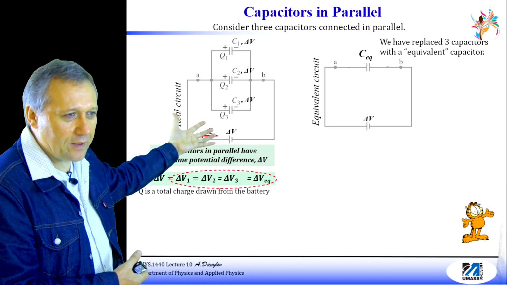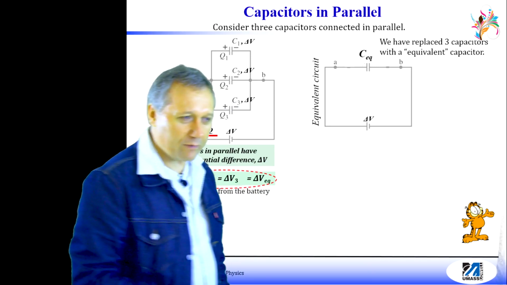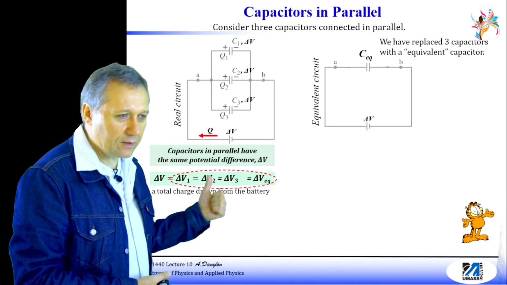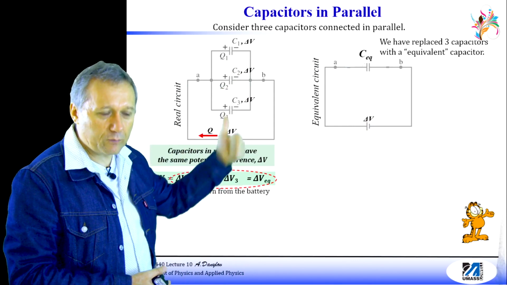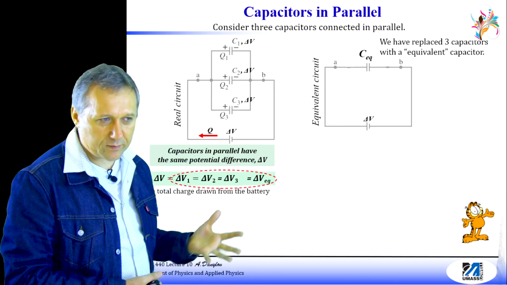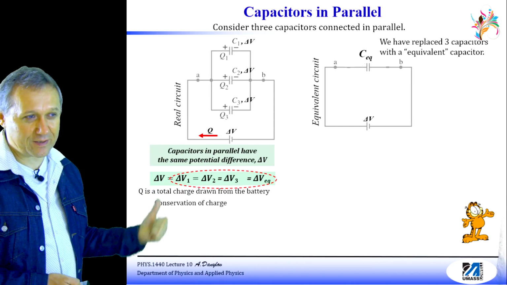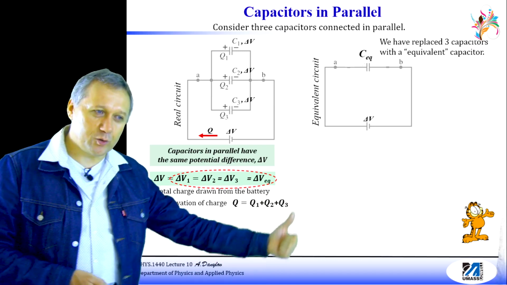because charge just cannot park somewhere over here in the rest area and forget about the physics, right? I'm going to have a rest here. No, it's impossible, right? So if charge leaves this battery, it will end up in one of those capacitors. So we can use conservation of charge, which we already stated right in the beginning of this course. So Q equals Q1 plus Q2 plus Q3.